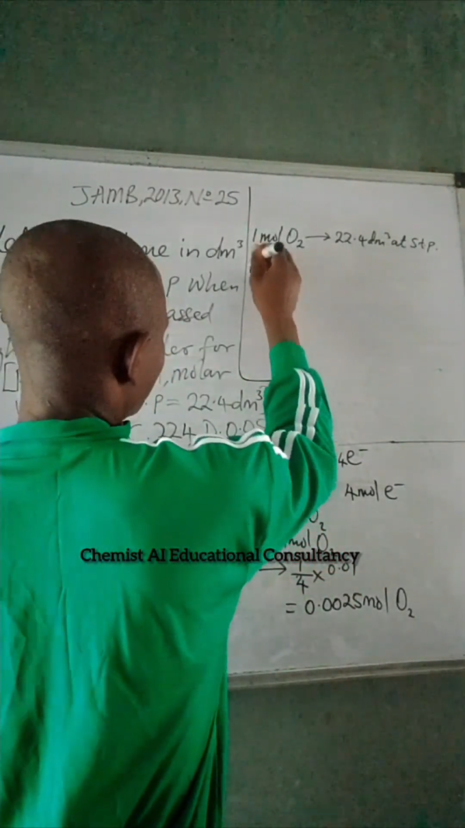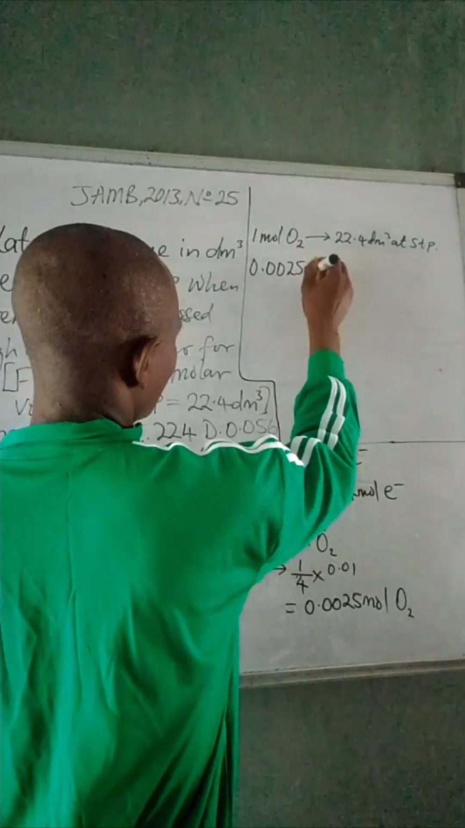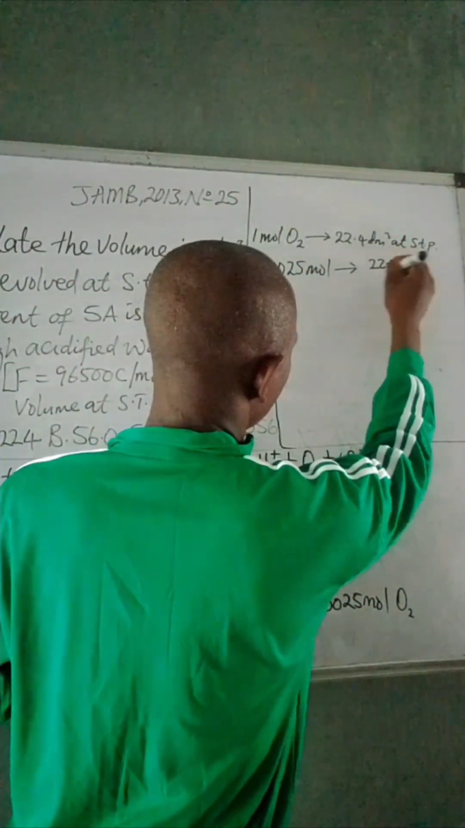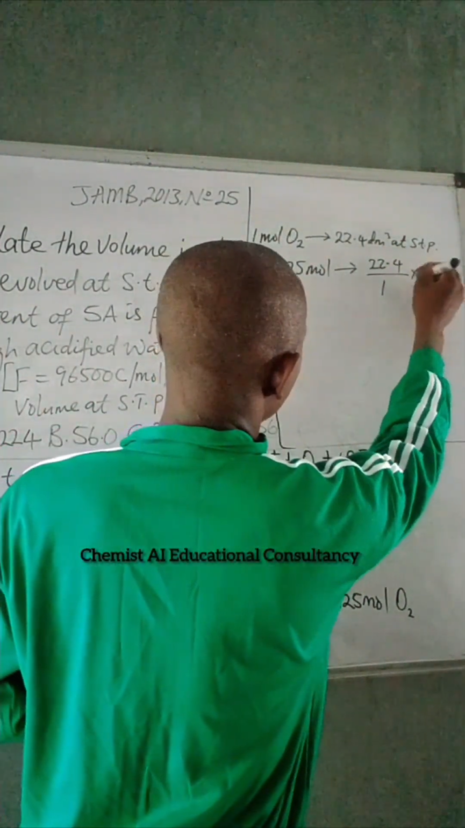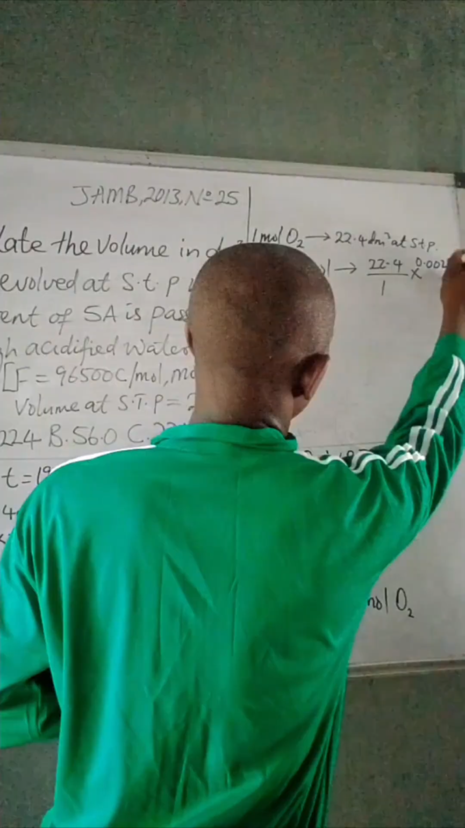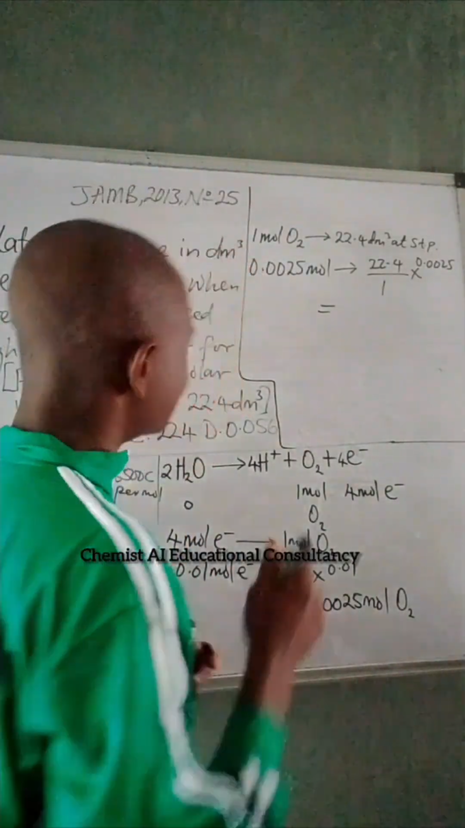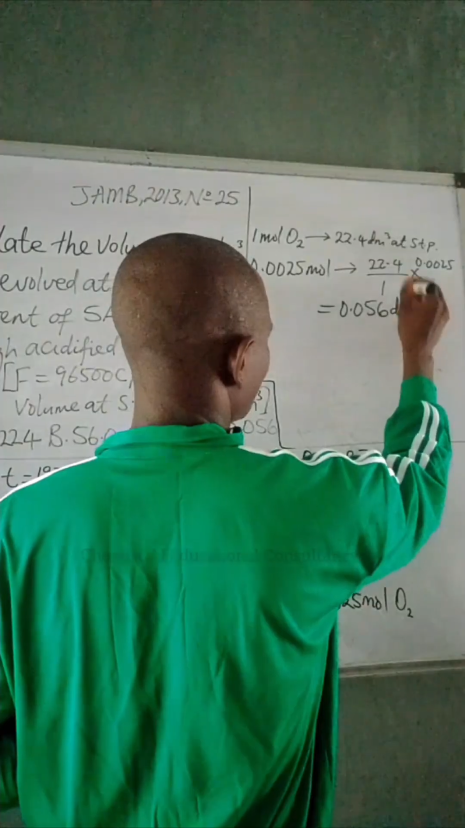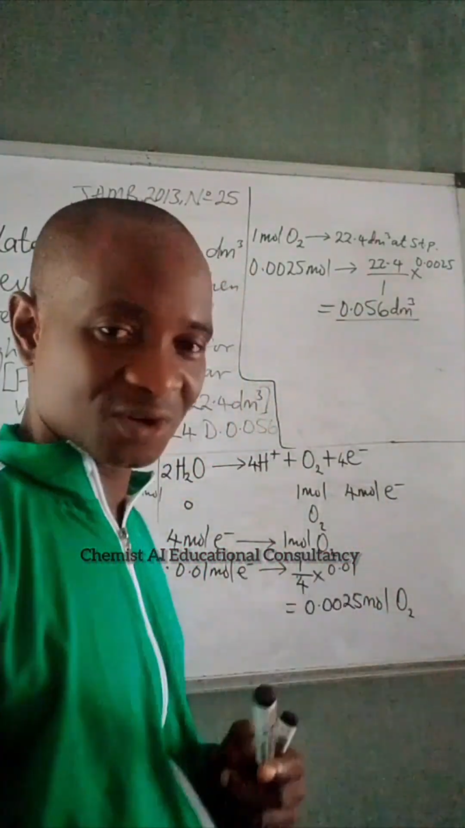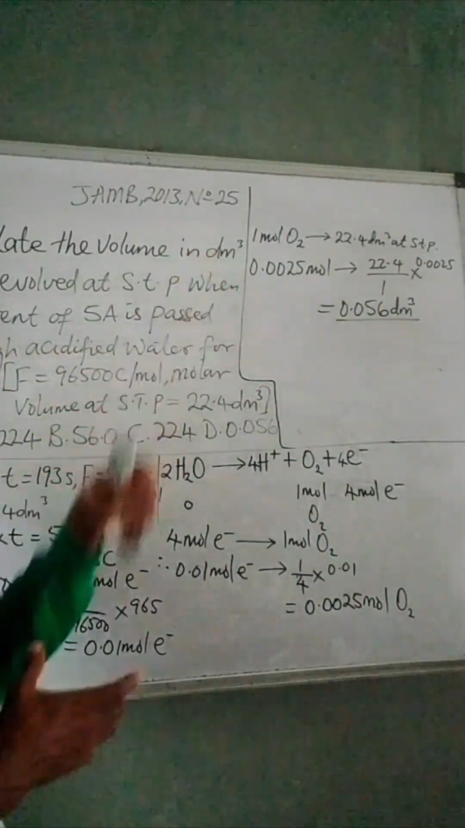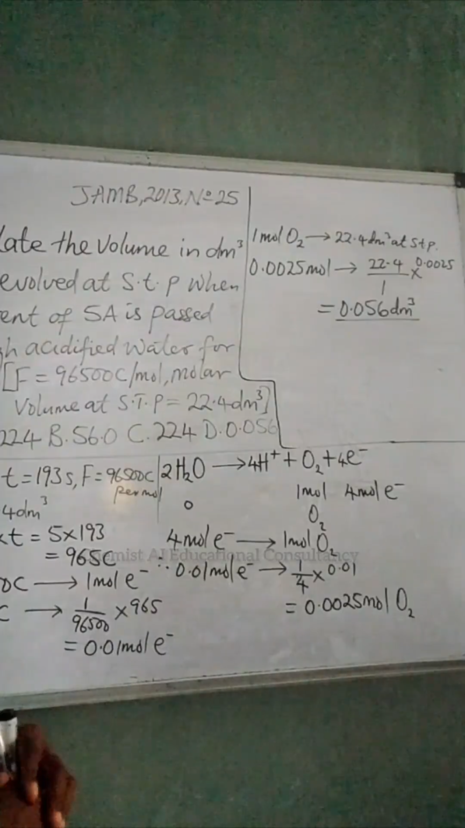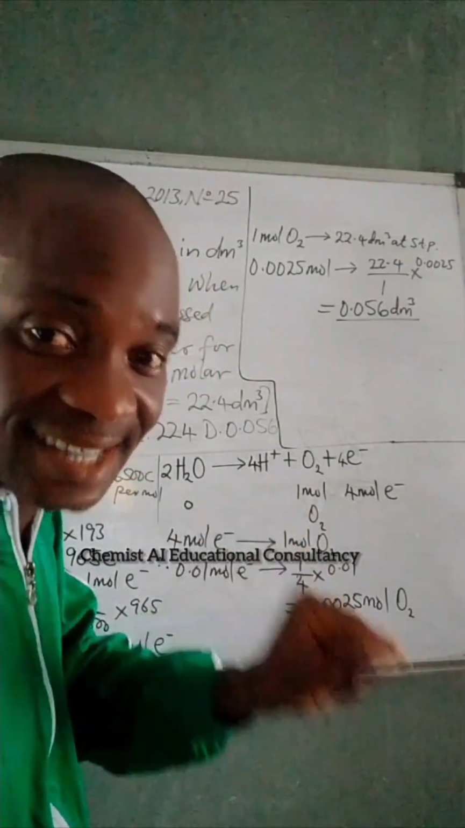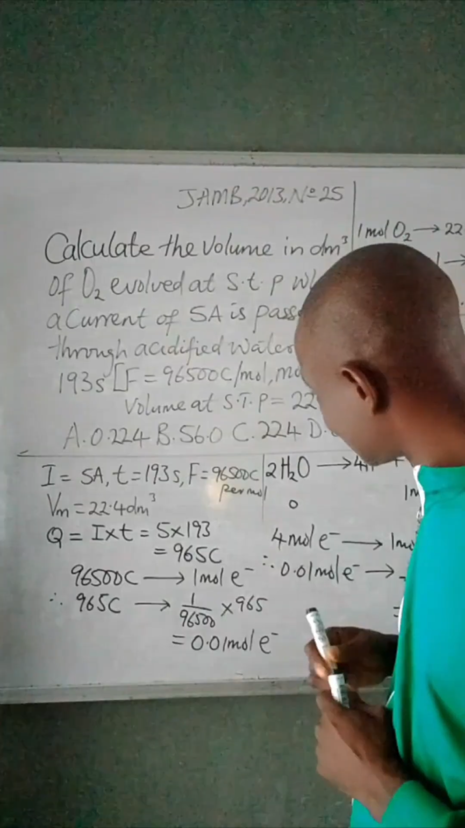So you say 0.0025 mole would occupy, you do the same comparison, 22.4 over 1 times 0.0025. When you multiply, you are going to get 0.056 dm³. This is the volume evolved at STP when 5 amperes of current is passed through acidified water for 193 seconds. Therefore, our answer is D.